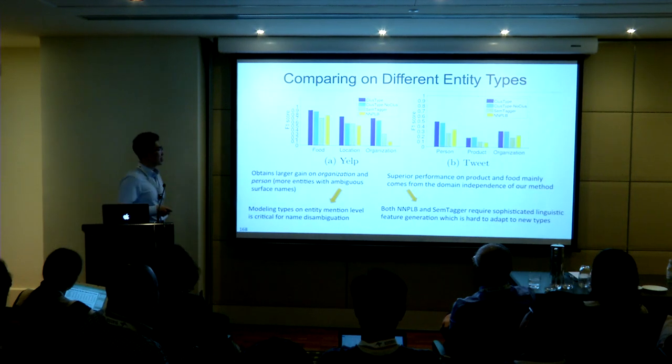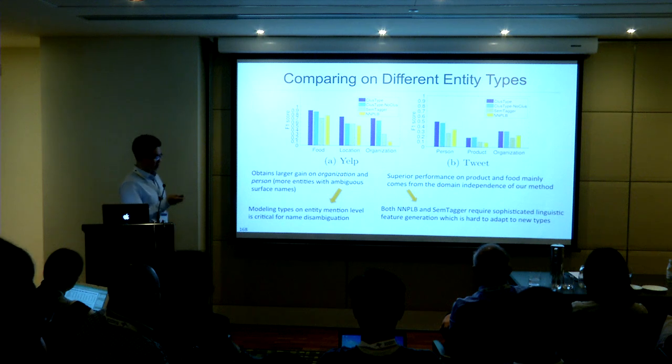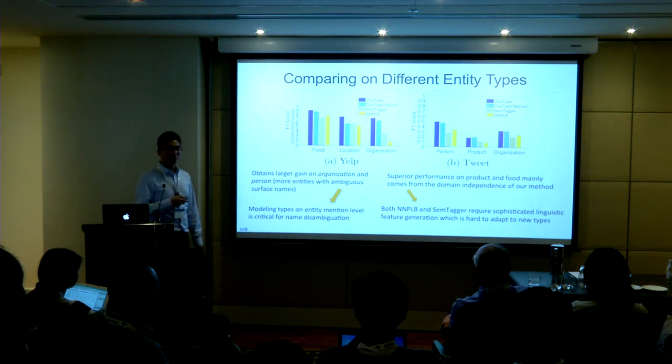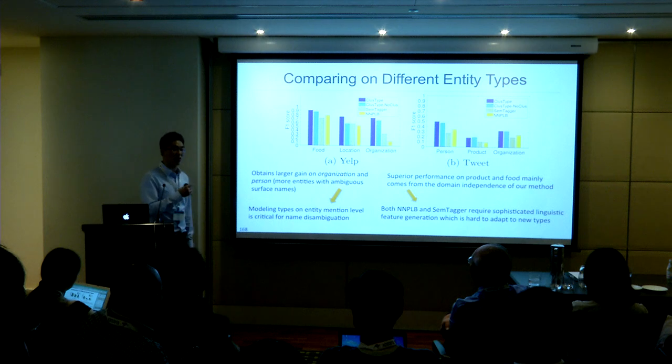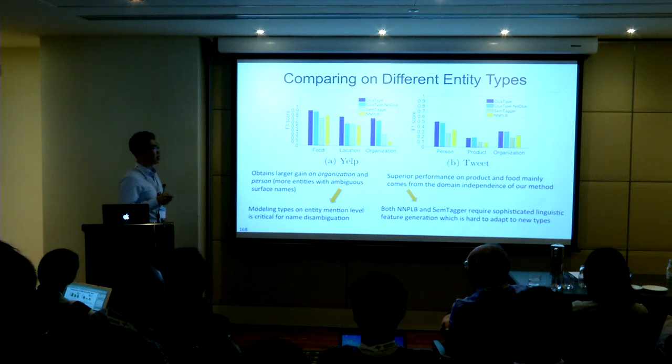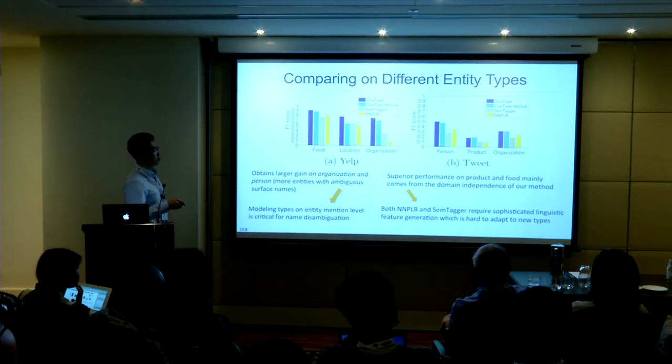We even break down this performance into different types and see how the methods perform on different types. As you can see here, organization actually is a pretty ambiguous entity type. In many cases, when you look at an entity, you as a human actually need to think about whether it's referring to an organization or a location. So if you don't do any disambiguation of the entity mentions, like these two baselines, the green one and yellow one, they are losing a lot of performance on the organization type.